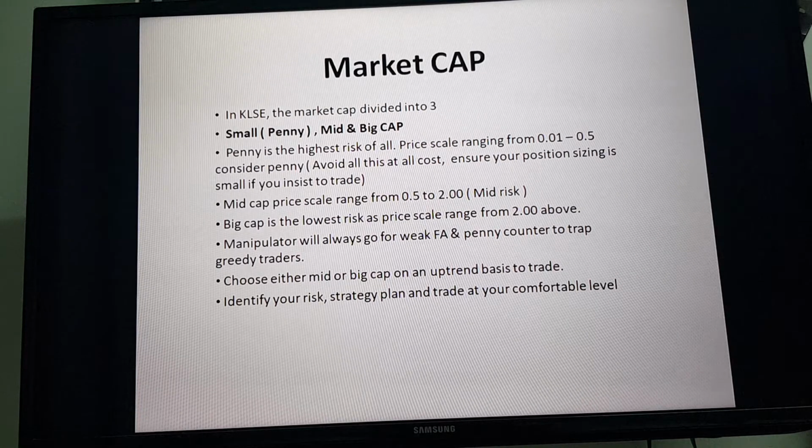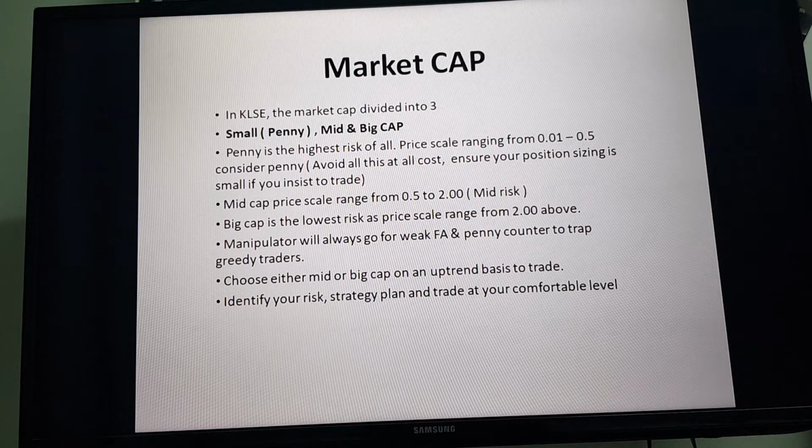Of course, if it's more attractive and very small, the risk is the highest of all. So as I mentioned, penny is the highest risk of all. Normally for penny pricing, the range should be about 0.01 to 0.5. This is penny pricing. Then, as I mentioned, you need to avoid this at all costs. If you insist on trading, you can trade according to technical guidance, but ensure your position sizing is very small.